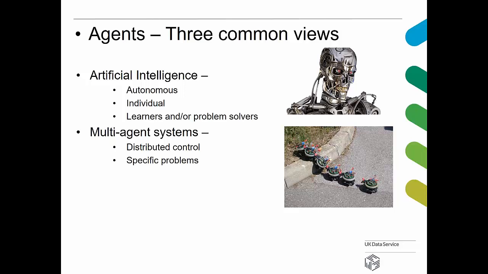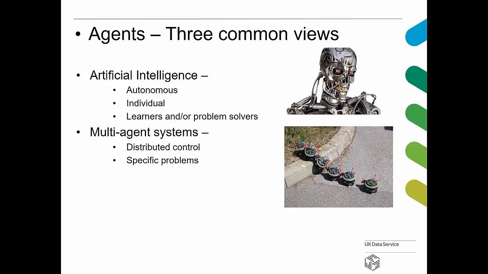Second, you have multi-agent systems. Real-world examples of this include drone swarms, like you see here, these little robots trying to cross a road. Linked traffic signals can be multi-agent systems. Even the complete set of smart lights and smart speakers in your house might be wired together in a multi-agent system. They use distributed control and typically strict rules to solve a limited number of specific problems.